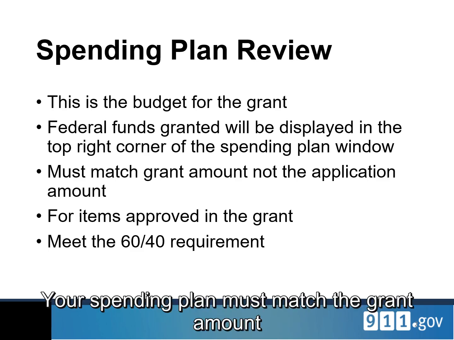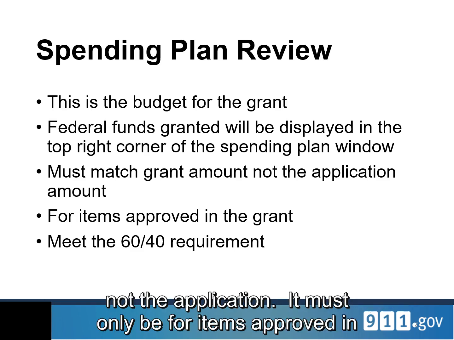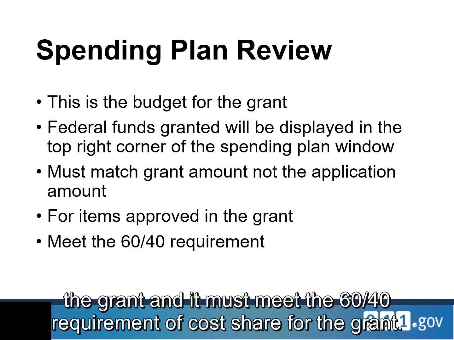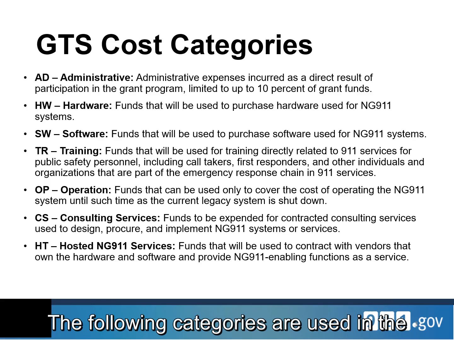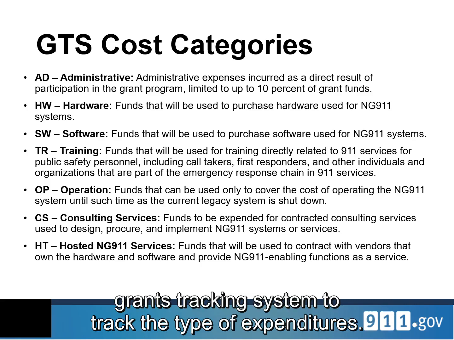Your spending plan must match the grant amount, not the application. It must only be for items approved in the grant, and it must meet the 60/40 requirement of cost share for the grant. The following categories are used in the grants tracking system to track the type of expenditures.